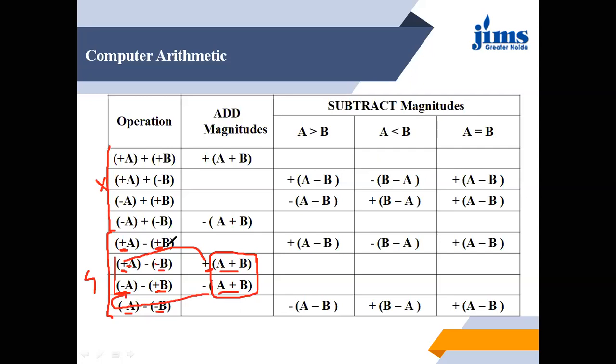When both the numbers' signs are the same, that is either plus or minus, in that case the subtraction of both the numbers is going to be calculated by the magnitude of A minus magnitude of B, and the sign of the result will be equal to the sign of A if A is greater than B, and this is the complement of A if A is less than B, and if A is equal to B, then it will be 0, that is A minus B with a positive sign.